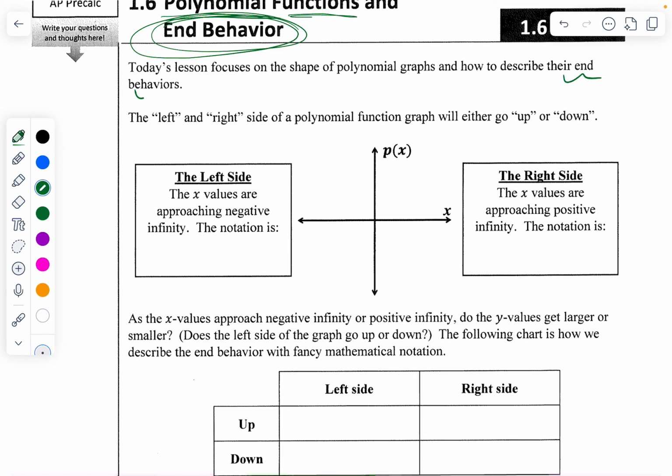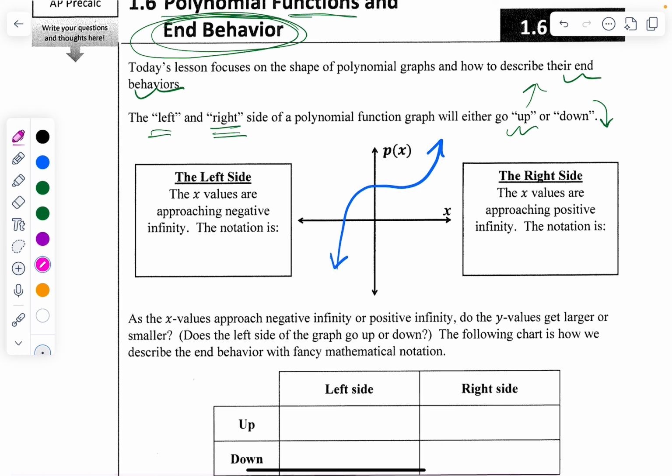Again, we're looking at end behavior. The most extreme left side and the most extreme right side of a polynomial will either go up or down. We've seen this before, so let's talk about how we describe this mathematically. On the left side of a polynomial function, let's draw a polynomial function. Let's just say it looks like this.